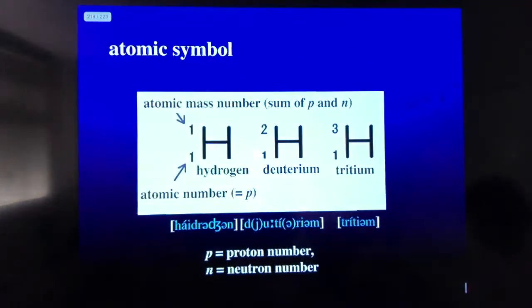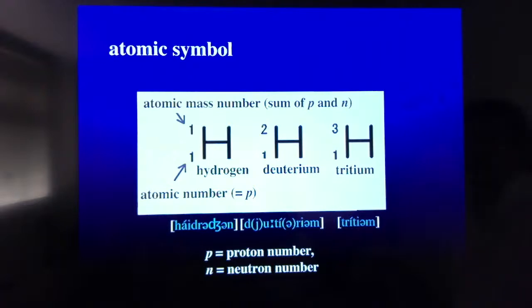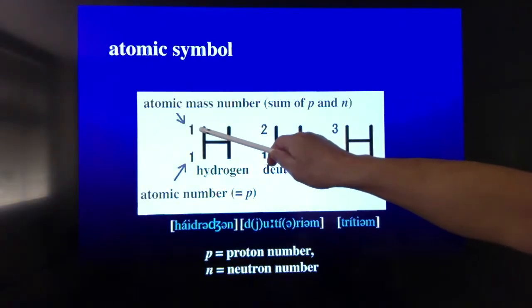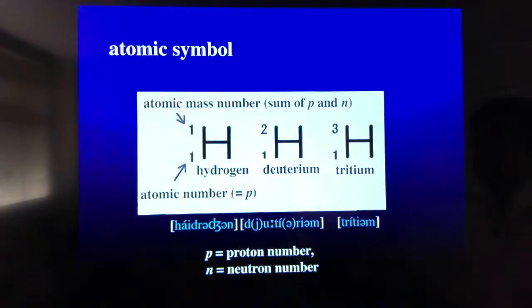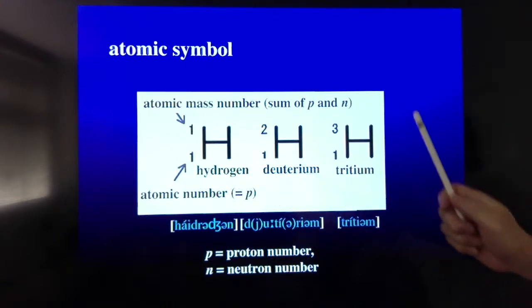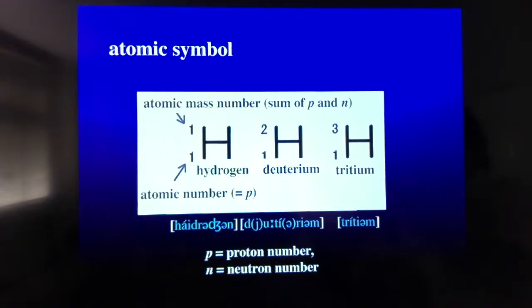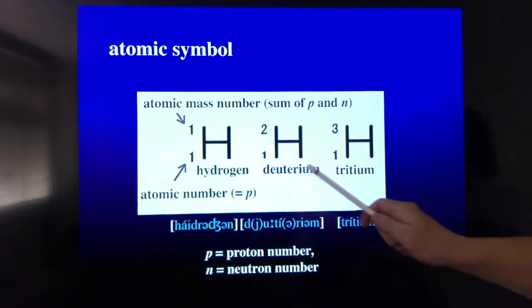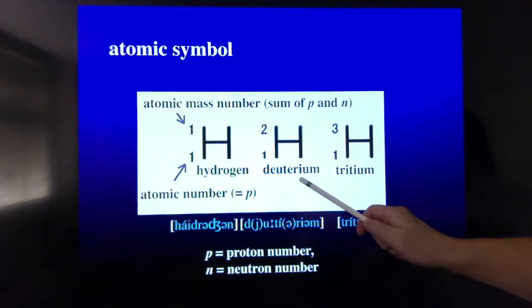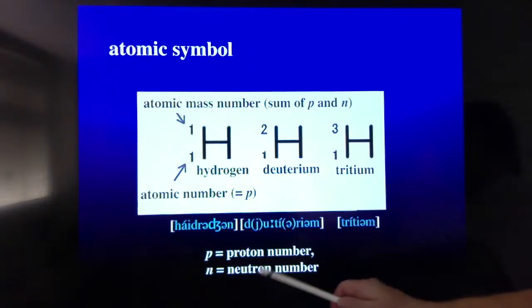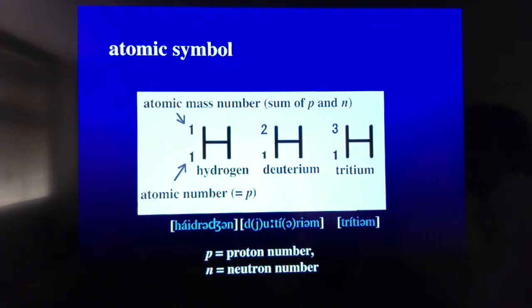This is the exact same story. You may call this the atomic symbol, and this part the atomic mass number. This is the atomic number, and in hydrogen you have no neutron, one neutron, and two neutrons. Respectively, you may call them hydrogen, deuterium, and tritium. The pronunciation accent is different: deuterium and tritium. PNN is just proton and neutron numbers. So you have a big group of element group.